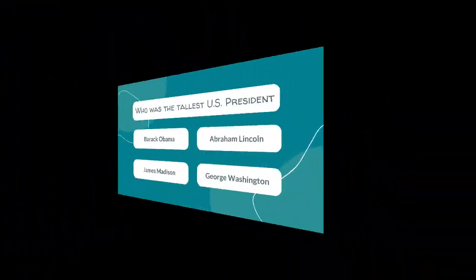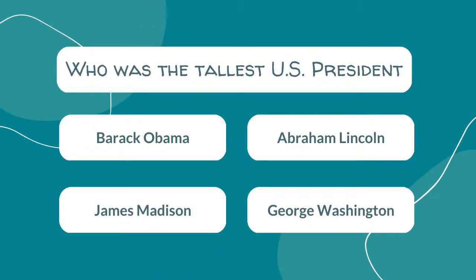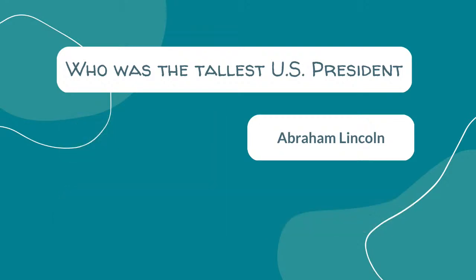Abraham Lincoln. All right. So if we come back here out of Barack Obama, Abraham Lincoln, James Madison, George Washington, it was Abraham Lincoln, 6'4" tall. He was a big, tall president.